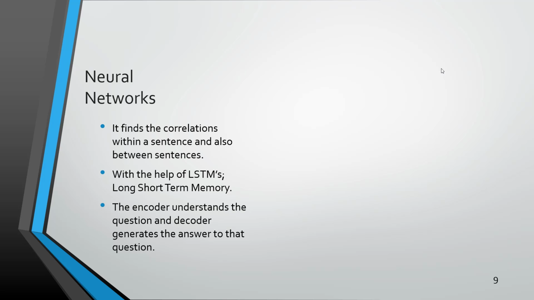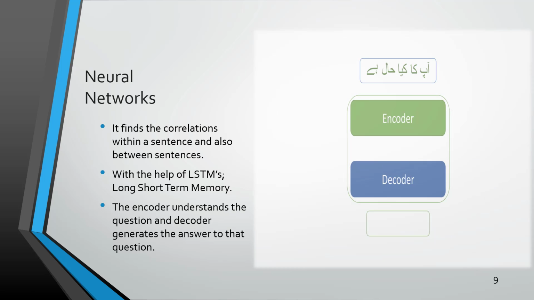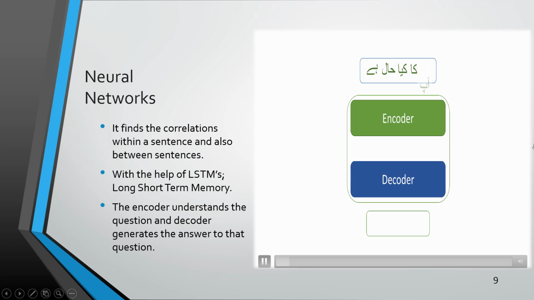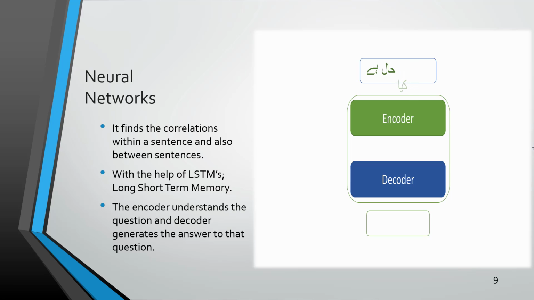It will take the input word by word, like this. Basically you can see the question is आपका क्या हाल है. It is translated again as, how are you. There are two things, the encoder and the decoder. The encoder and decoder are just names. Both are basically blocks and cells of LSTMs. What these LSTMs will do is take the input word by word. Why word by word? Because it has to keep the memory of the words that have been fed into it.